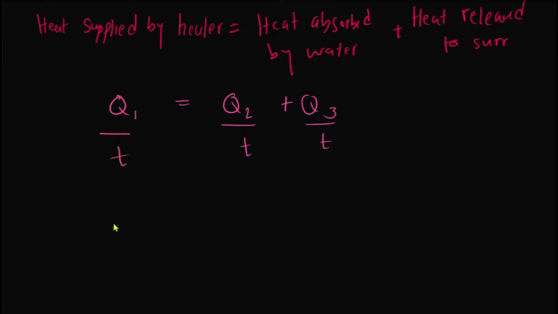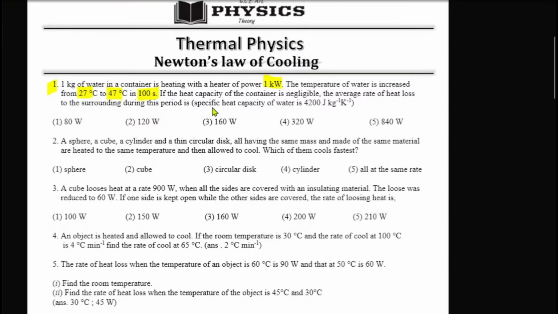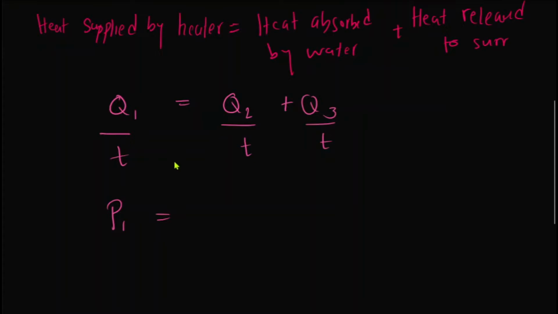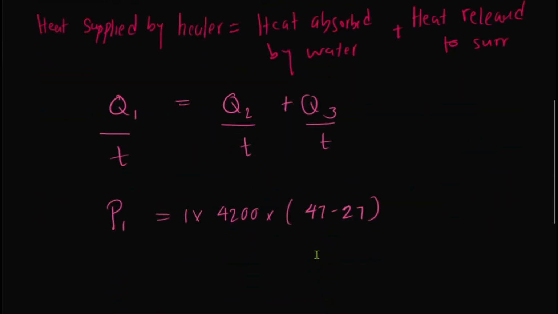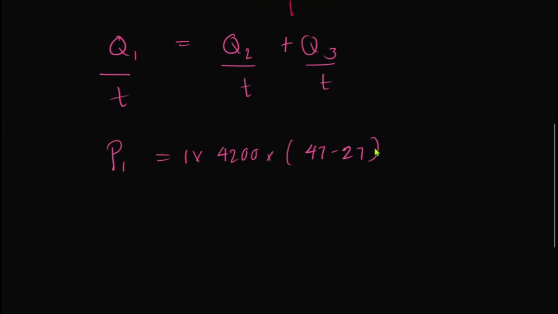Q1 over T is the power, right? Q2 is the heat absorbed by water: 1 kilogram of water, m c theta. C is 4200. What is theta? 47 minus 27. The temperature increased from 27 degrees Celsius to 47 degrees Celsius, which means the increase in temperature is 47 minus 27, right? So divide by the time. What is the time taken for this? It has taken 100 seconds.